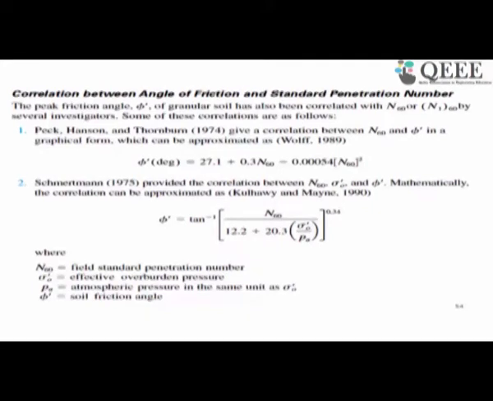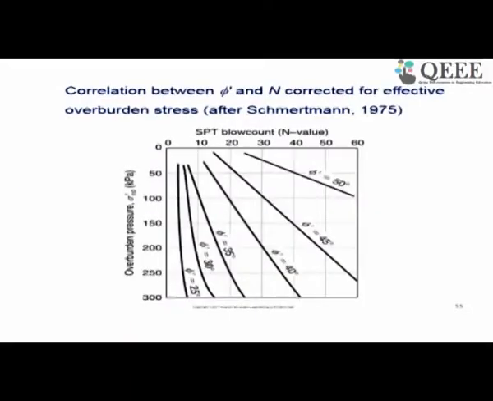correlation, which relates N60, sigma naught dash and phi dash. So these correlations, like Schmertmann and Peck, Hansen and Thornburn, can be used to find out the angle of internal friction. The N value also can be correlated with overburden pressure and phi dash. So corresponding to different overburden pressure and N value, you can have a different friction component, as you can see here as per the Schmertmann plots given. You can use these particular curves to find out the phi values.